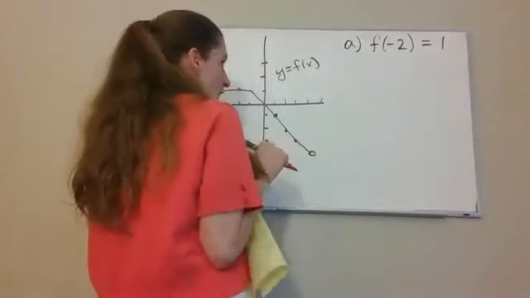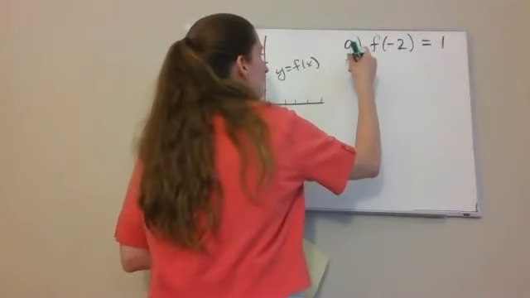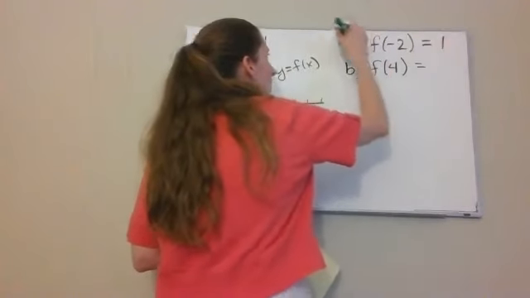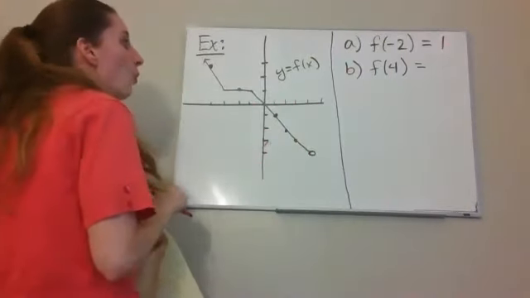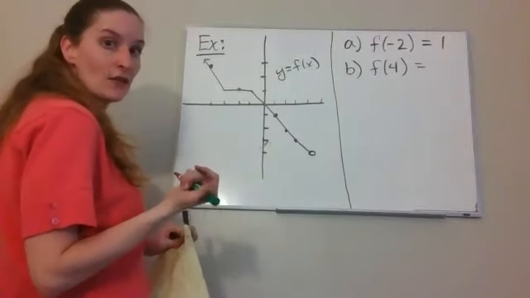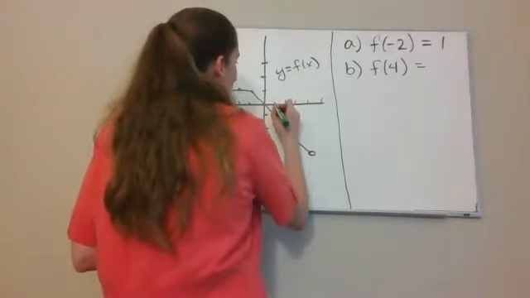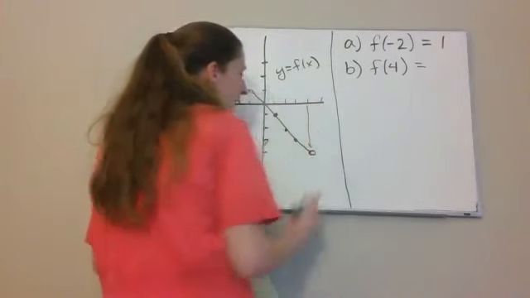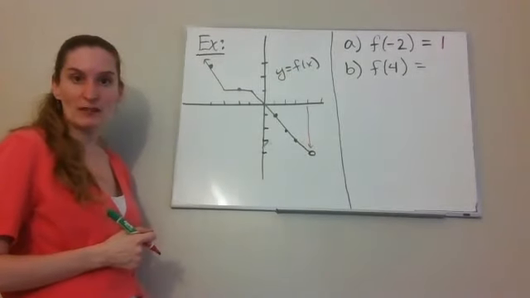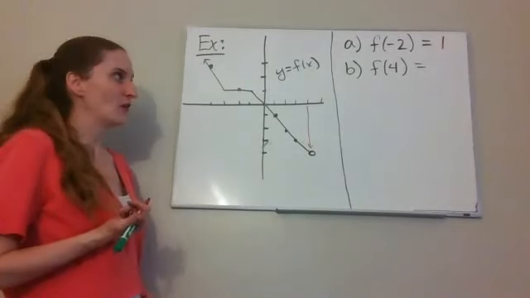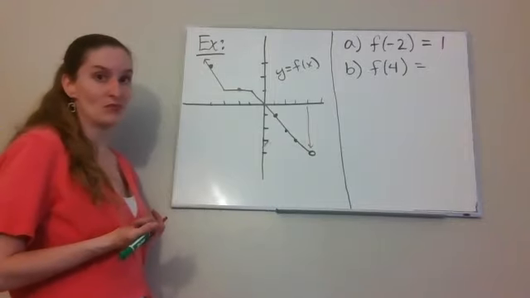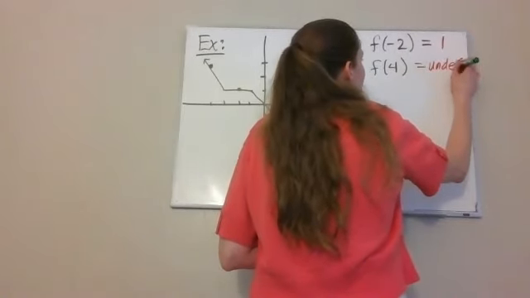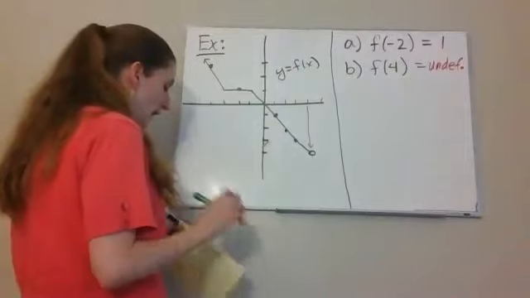What about f of 4? So remember, this is asking us, what is the y value when my x value is 4? Well, my x value is 4. 1, 2, 3, 4. Right there. And I don't actually have a point on my graph there. I have a hole. So does f of 4 even exist? No. This is undefined because I have a hole there and not a point.